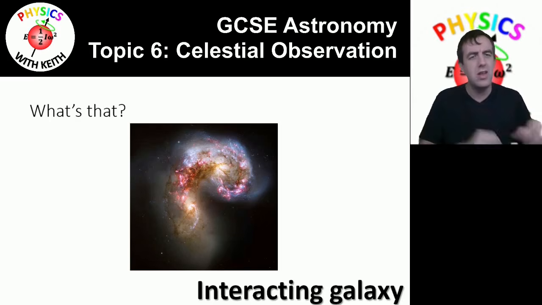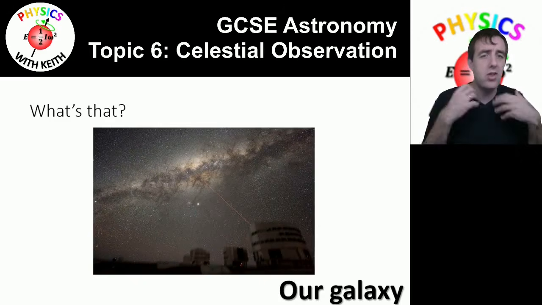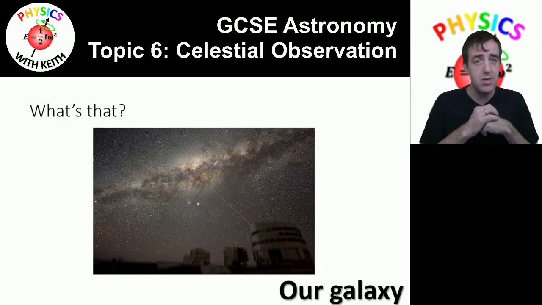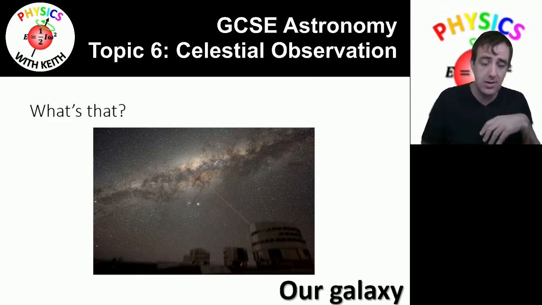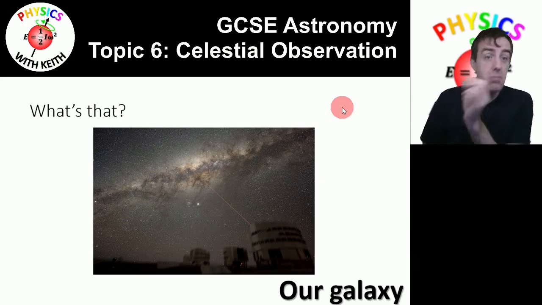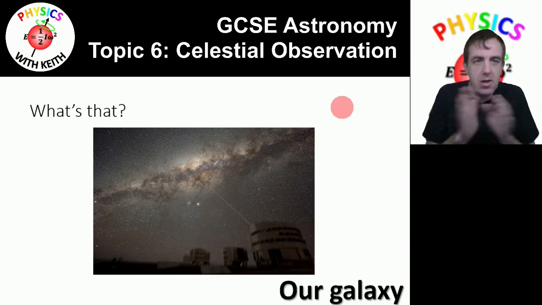Interacting galaxies, where galaxies are in the process of colliding with each other. But then, of course, the galaxy that you might be able to see with the naked eye is our galaxy, the Milky Way, which is a spiral galaxy. The word galaxy itself means Milky Way. Gala and xi means Milky Way.